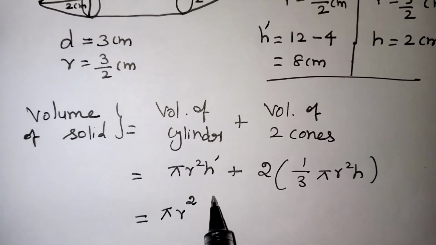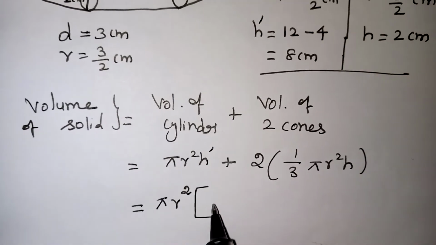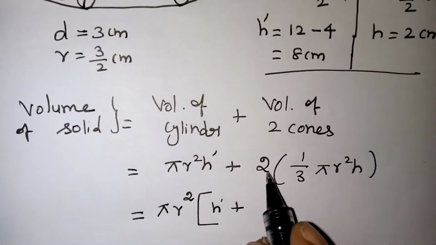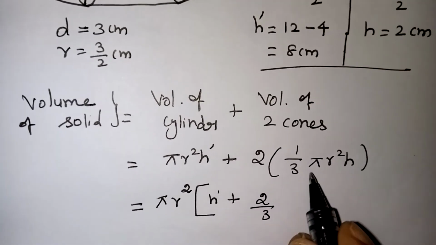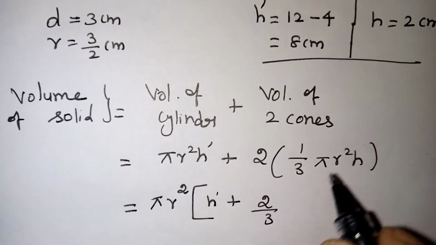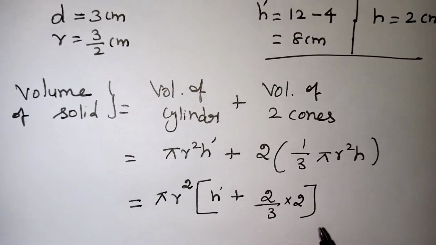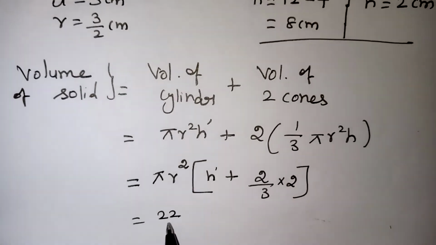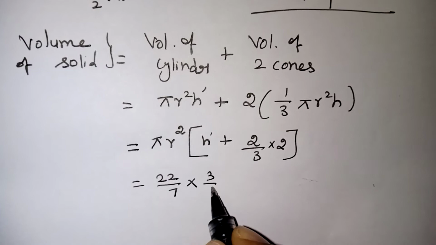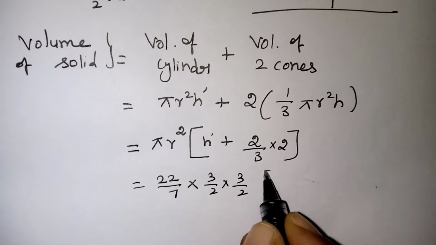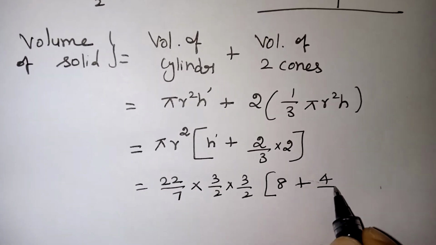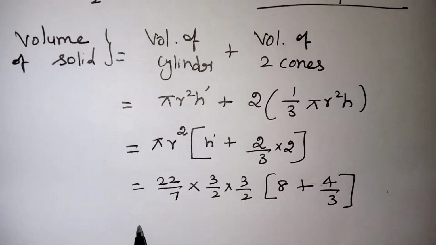Now remaining terms, let us write it here. Remaining is h dash plus this 2 will be staying, this 3 also. So 2/3 pi r squared we have taken out, and h will be 2 for the cone. So multiply by 2 we have to take, which is equal to pi value 22/7 multiplied by r squared, r value 3/2 into 3/2, and h dash is 8 for the cylinder, plus 2 2s are 4, 4/3. Now just a simplification only.